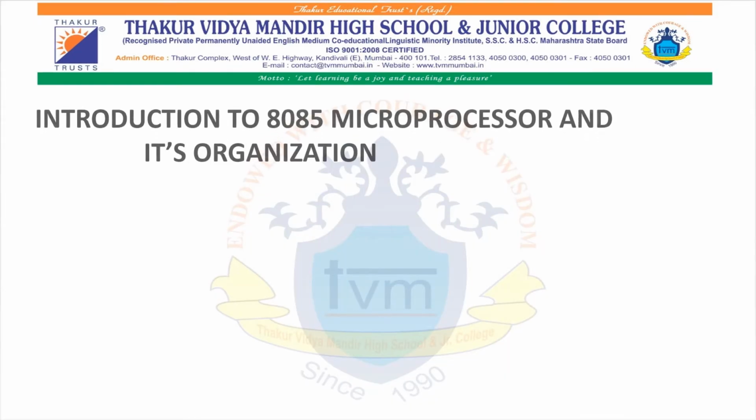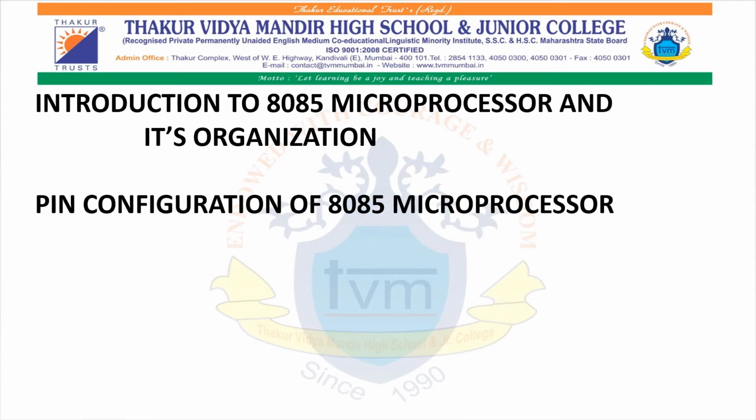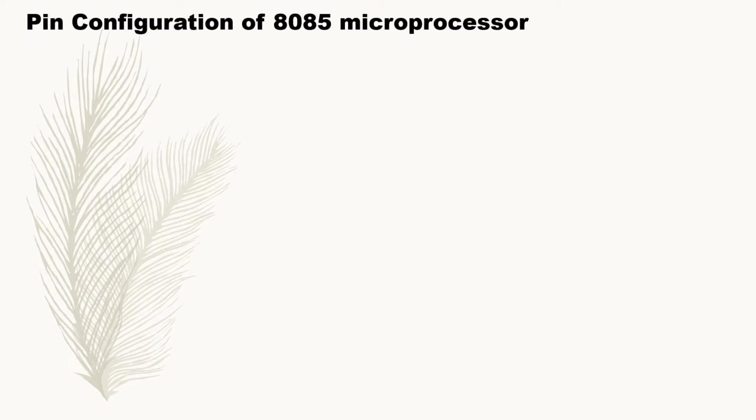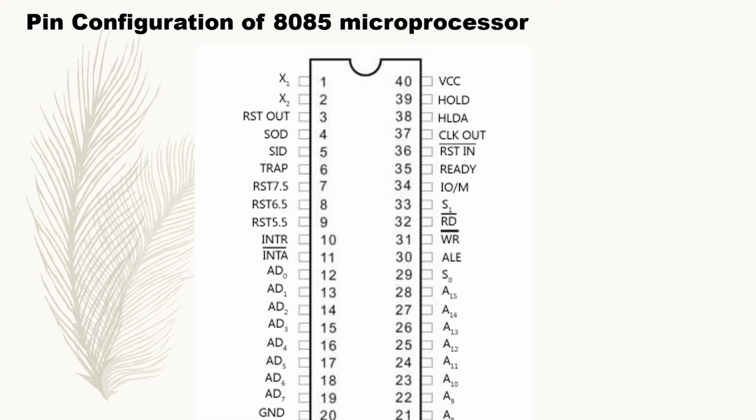Today, we are going to continue with the pin configuration of 8085. This is the pin configuration. The introduction to the pin configuration we have already discussed. Let us revise. It is a 40-pin IC where the pins are arranged in DIP, that is dual inline package. Equally, they are distributed, and it is classified into different categories.